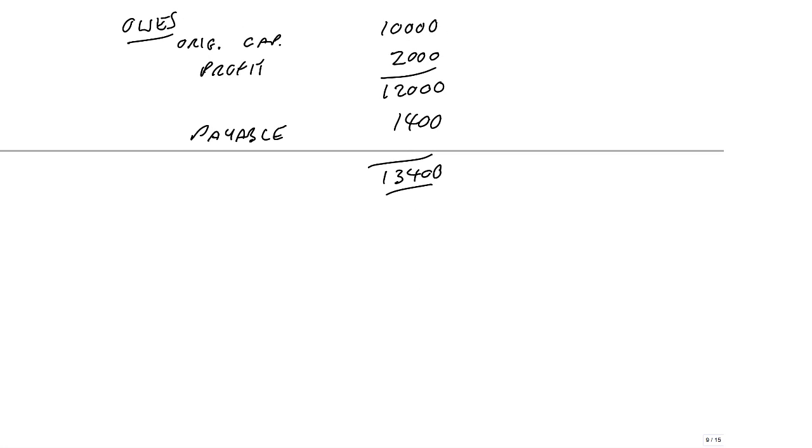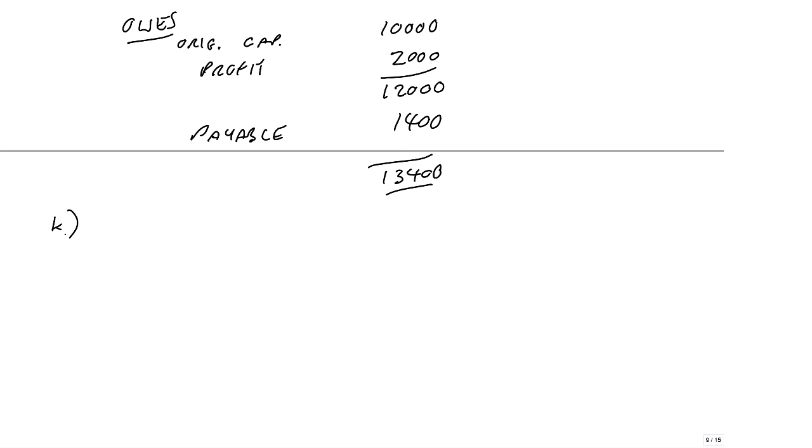But the last one is, the owner takes 1,200 from the business. Now remember, the business is owned by the owner. At the moment, the owner is owed 12,000. 10,000 in originally, the business has made profits, so the owner is owed 12,000, but so far hasn't had anything at all.